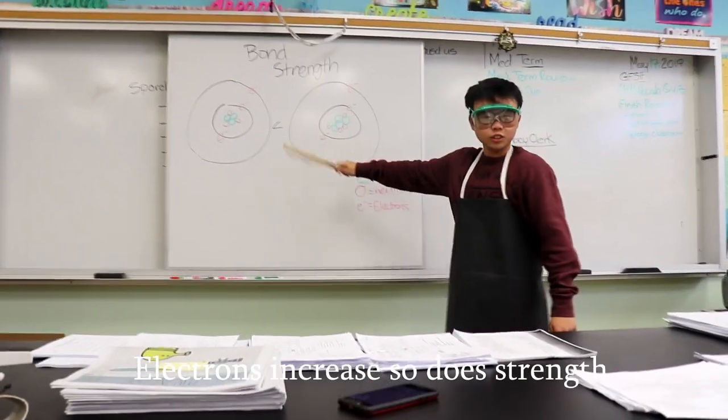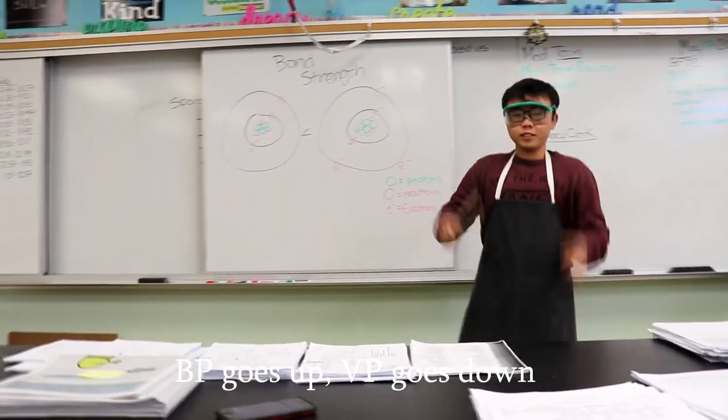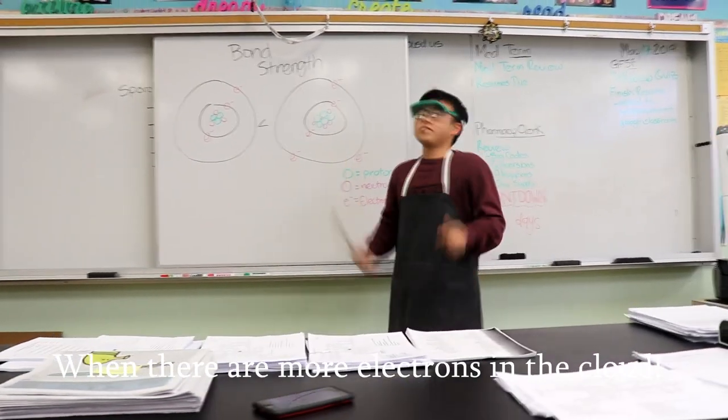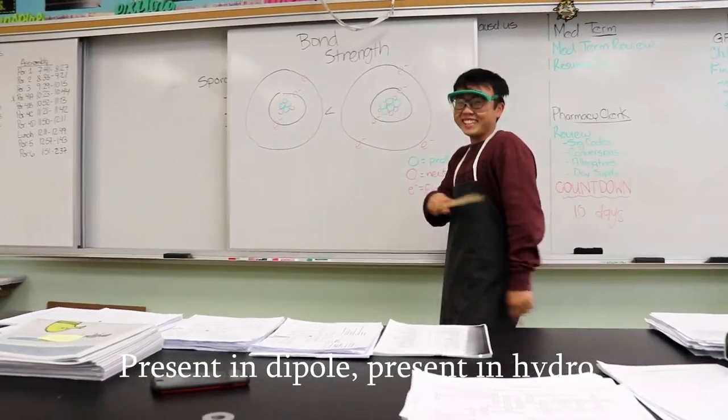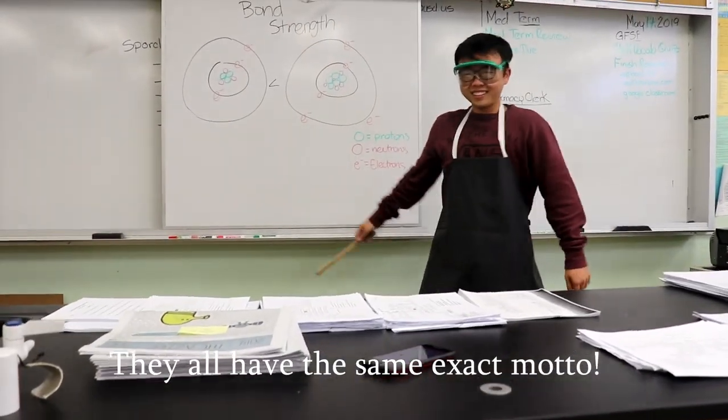Electrons increase, so the strength present in all bonds. Length. VP goes up, VP goes down. When there are more electrons in the cloud. President Dipole, President Hydro, they all have the same exact motto.